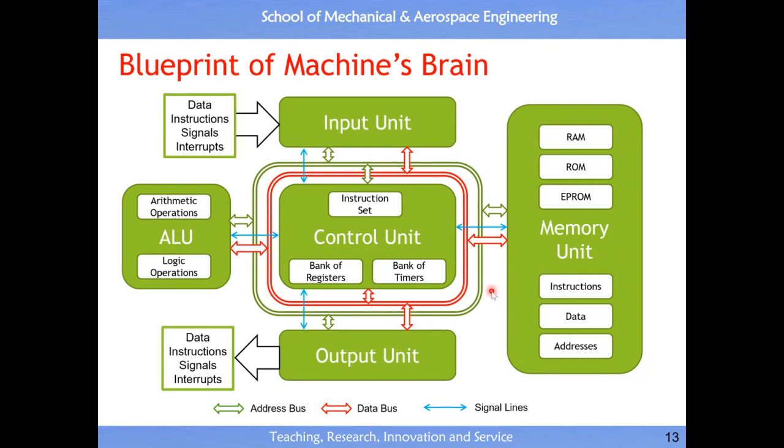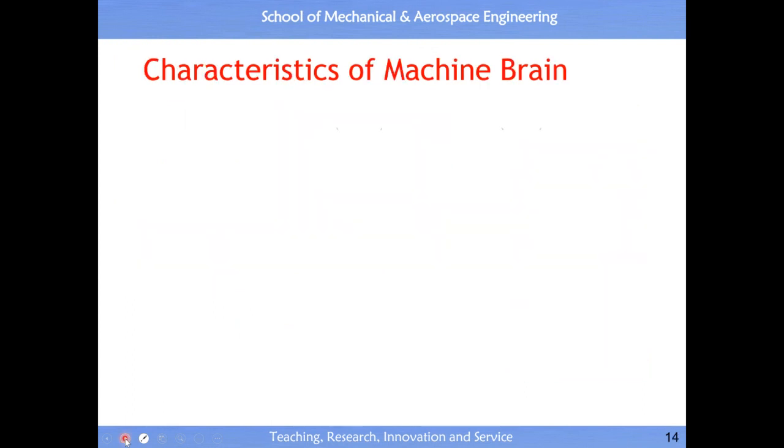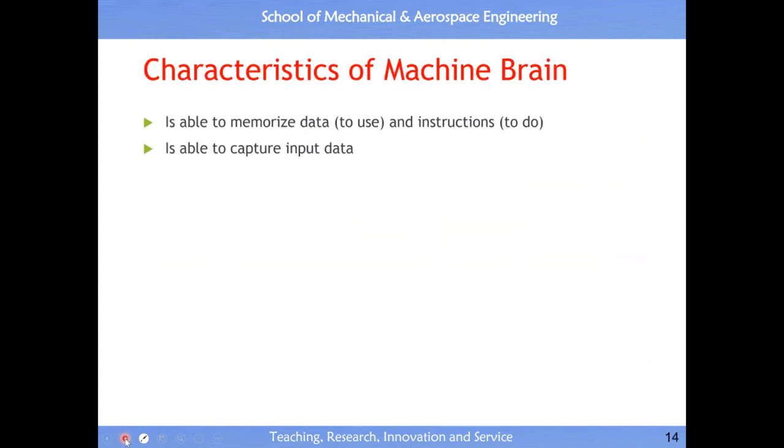So this gives you an overview of the blueprint of a machine's brain. And interestingly, today's microprocessor system or even supercomputer more or less follows this blueprint. So this is a way for you to appreciate the hardware aspect of the microprocessor system. Then the characteristics of the machine brain are more or less similar to the case of the human brain. I guess you can read.